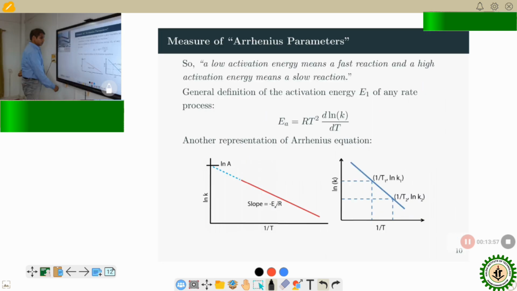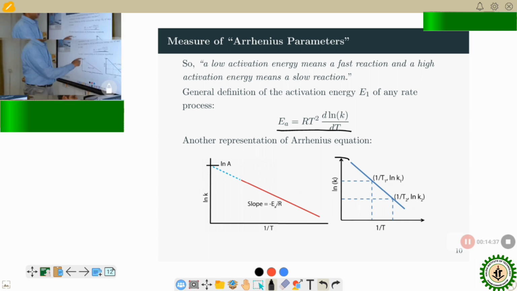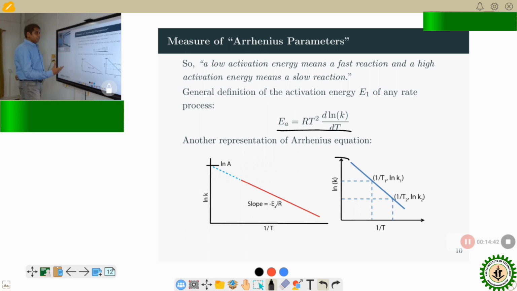Now, if we draw the picture, the slope of this equation gives us the information about activation energy, and from the intercept we can get the information about the pre-exponential factor. So we can calculate the value of activation energy from this theoretical expression. So what does it mean? It means that the logarithmic change of reaction rate per unit change in temperature is connected with activation energy. It also means that for low activation energy, the reaction is fast, and for high activation energy, the rate of the reaction is slower.